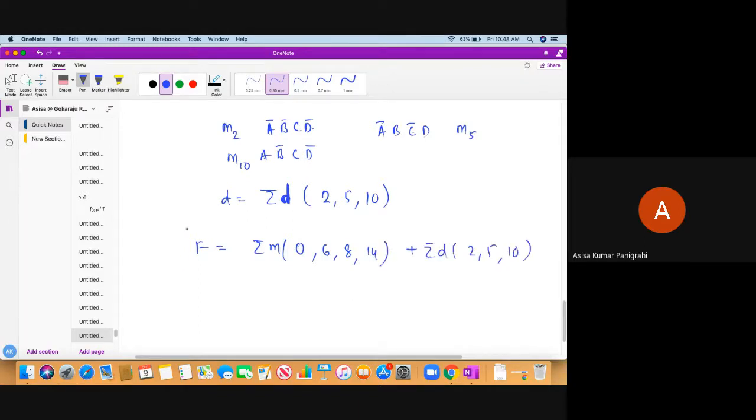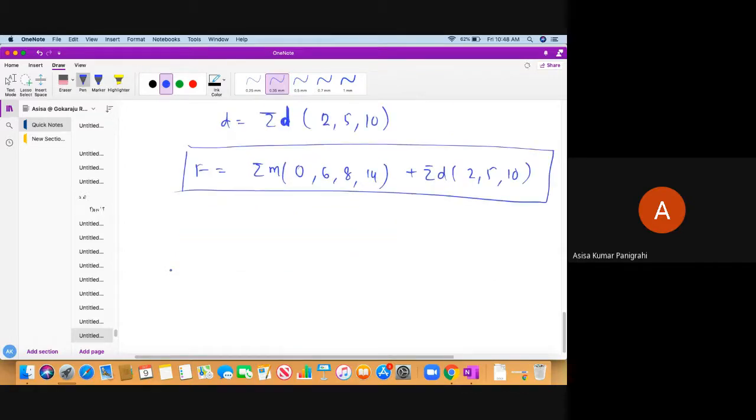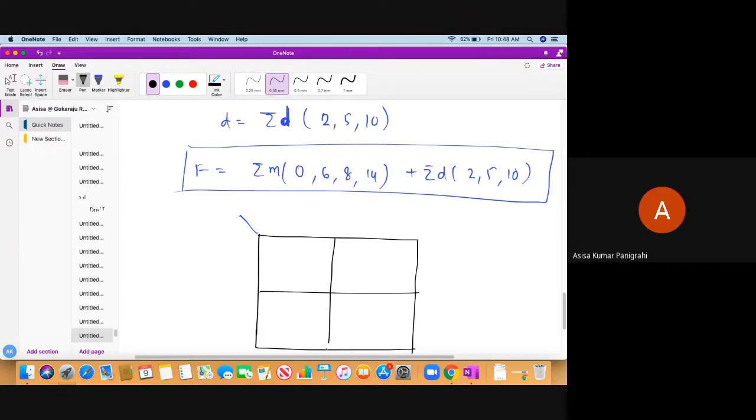Now we got our actual form of the canonical, which needs to be expressed in the KMap. So obviously this is a 4 variable KMap. So I'm going to take 16 cells to represent this. We have to construct a 4 variable KMap, so it actually requires 16 cells. I'm just going to have 16 cells like this.